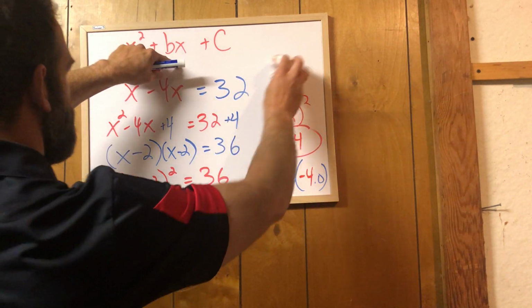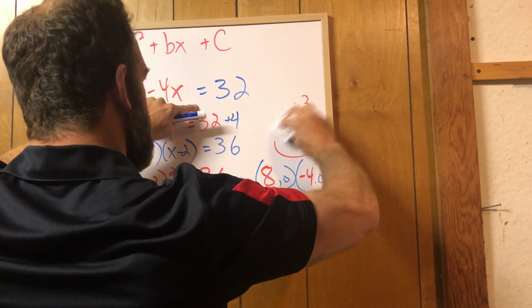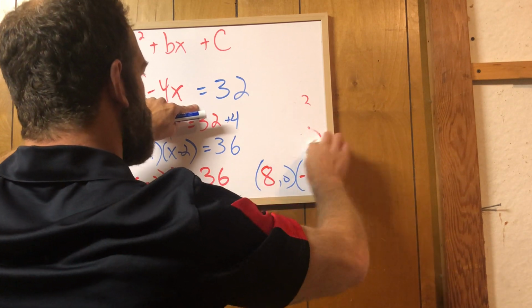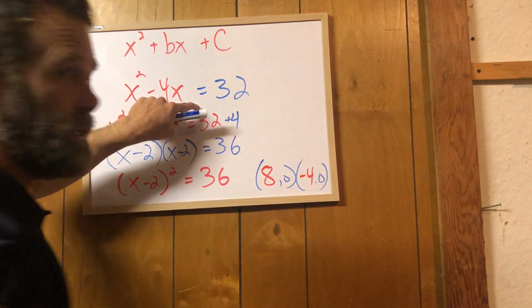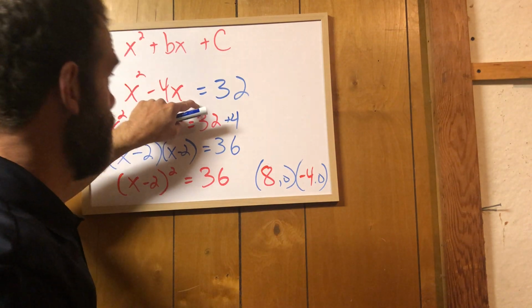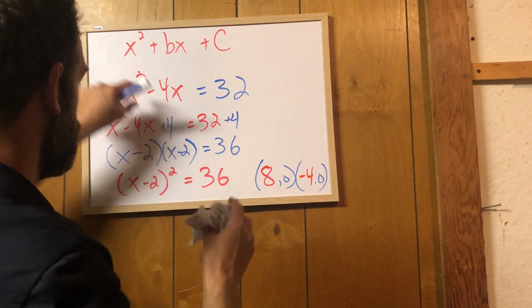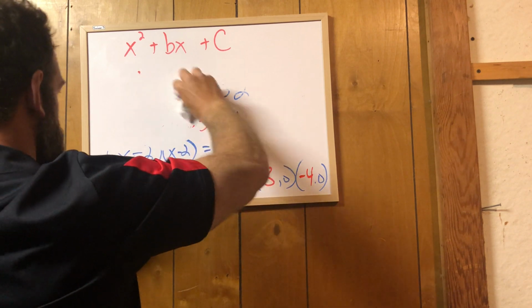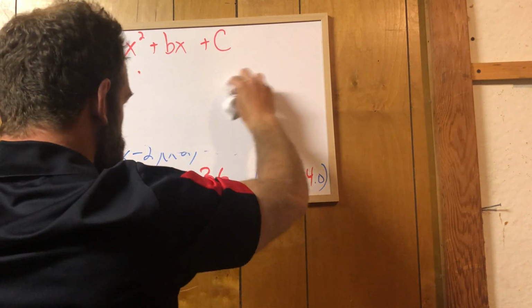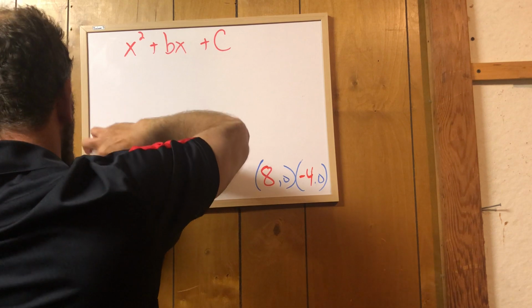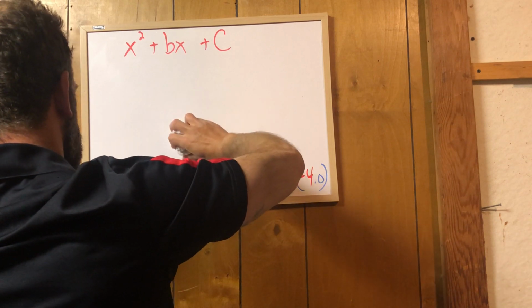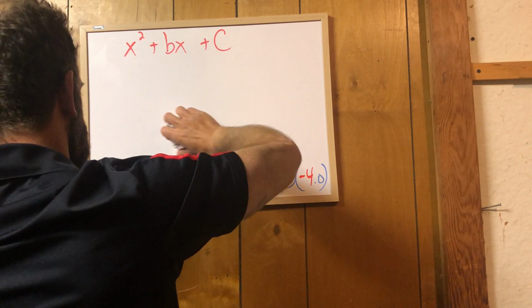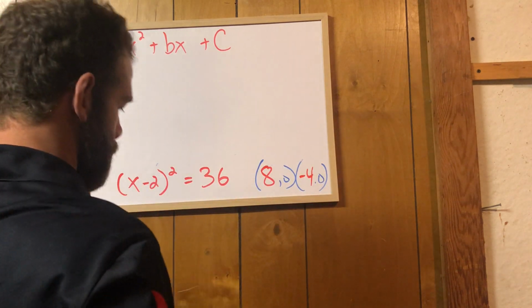Some of you might say, why in the heck would I ever do this much work when I can just factor it? The answer is, I don't know. You tell me. I have absolutely no idea when you would do all this work. You would just factor it and solve it. But you have to understand how completing the square works in order to do the second part of this lesson, which is the more difficult part.